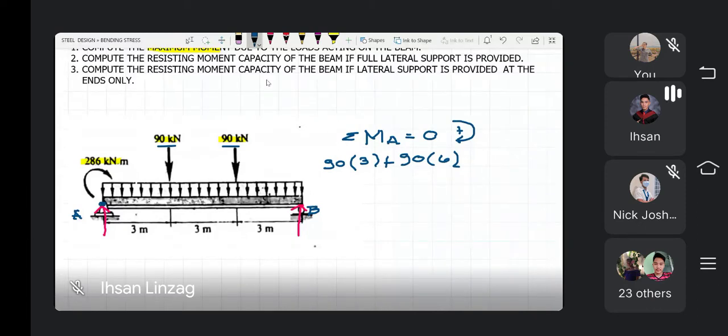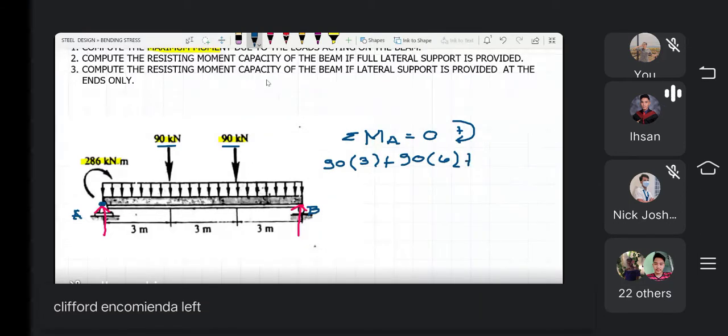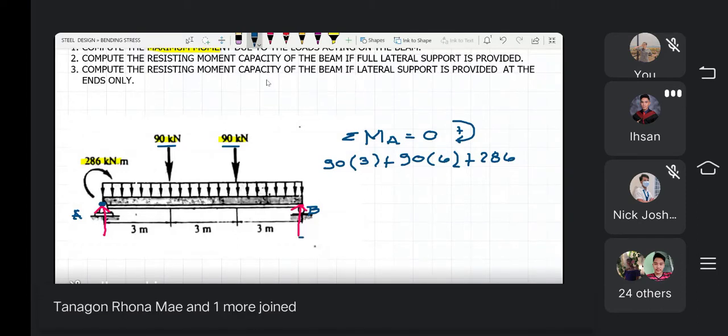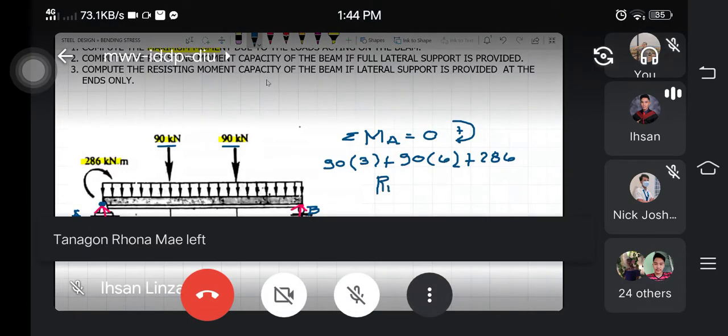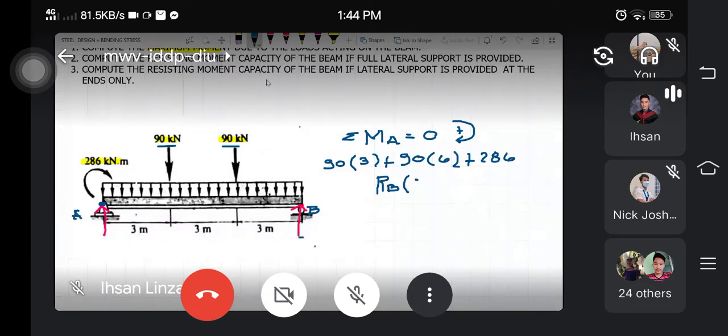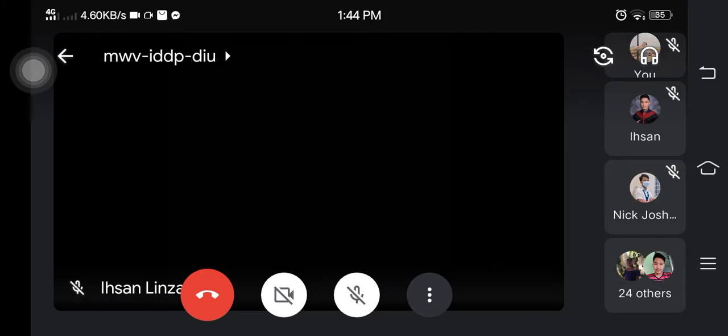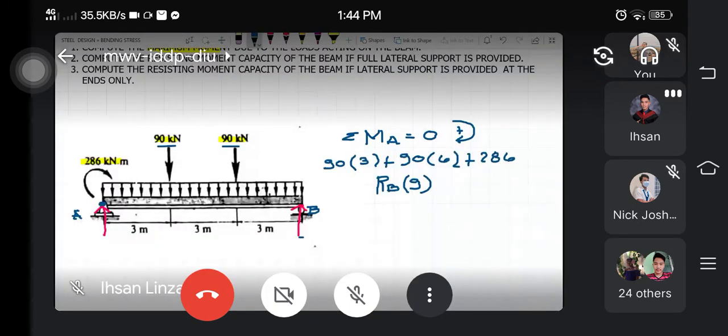So, plus din natin yung moment dito since clockwise din yan. So, plus 286. Then we have here the reaction RB. So, reaction B, RB, times natin yung moment arm niya or the perpendicular distance na 9. Then of course, ang RA natin ay wala because it has no perpendicular distance. Wait lang, mag-admit lang. So, ayan. Equate natin into 0.